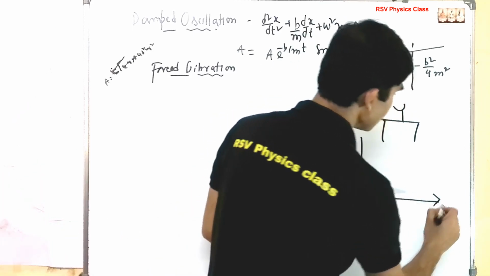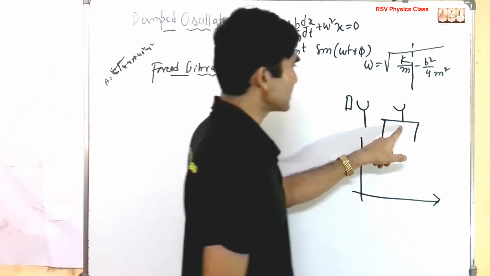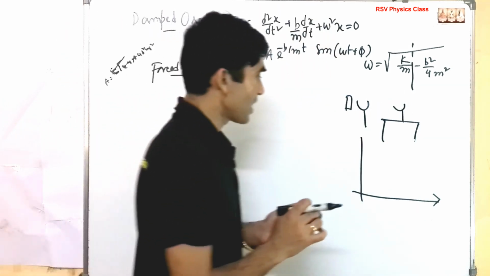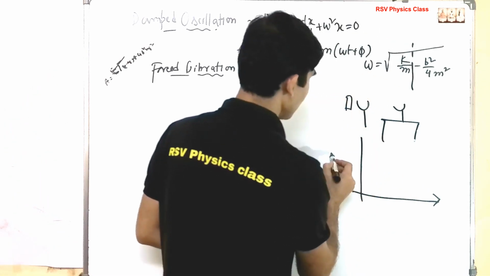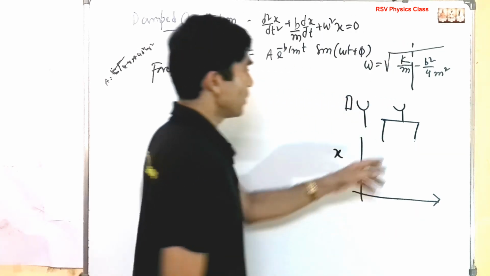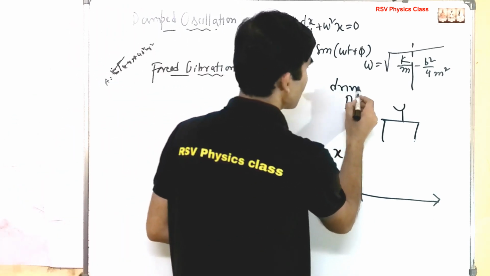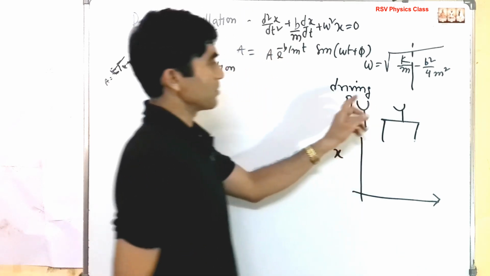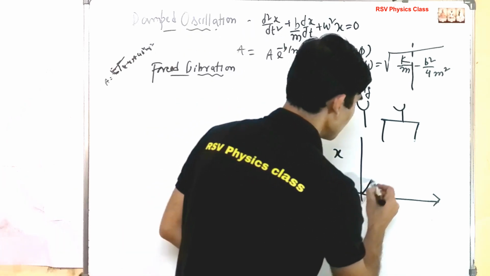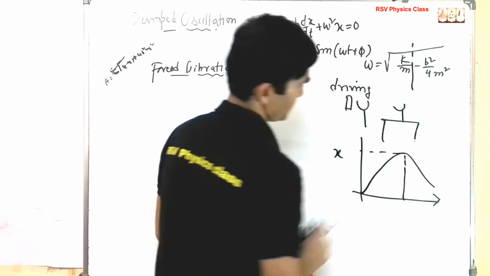Every system has a natural frequency. This table has a natural frequency, the table has a natural frequency of vibration. When this is your amplitude, this is your amplitude. And this is your driving force, driving force. So just see, when driving force frequency and natural frequency is matching, then there is a growth of amplitude.